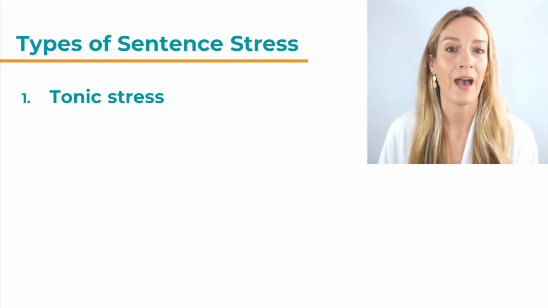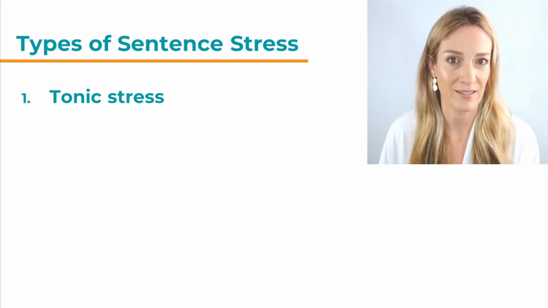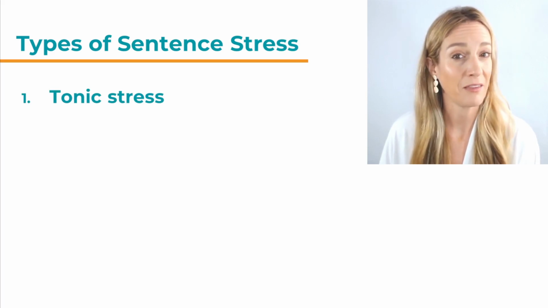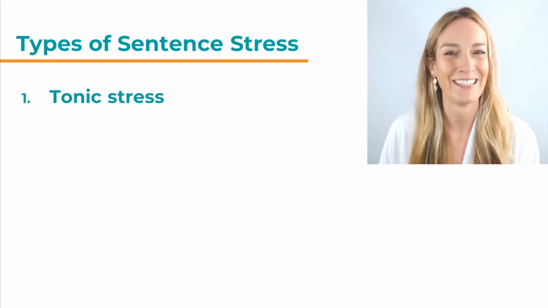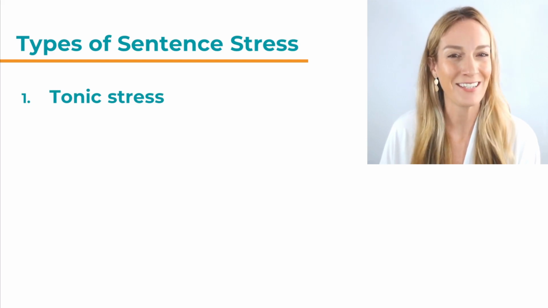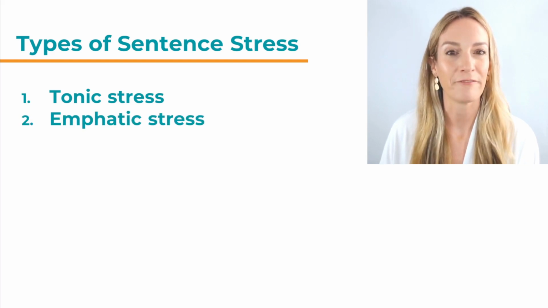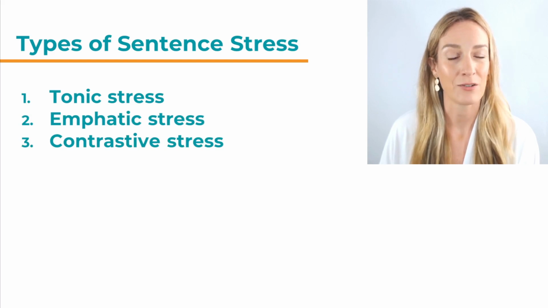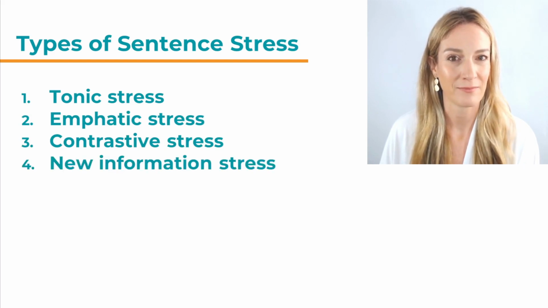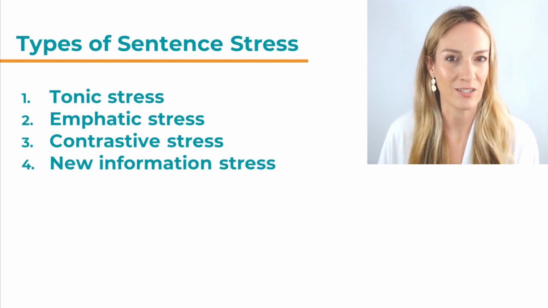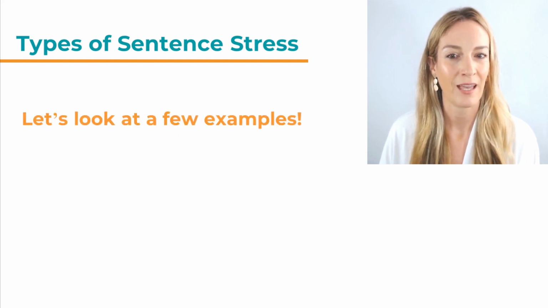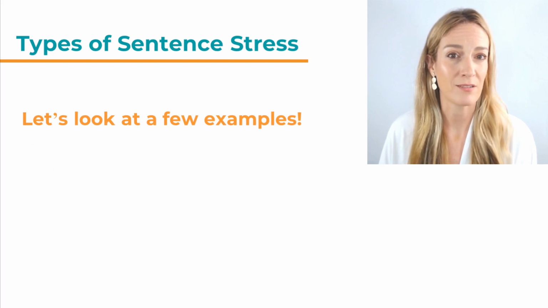So, what types of sentence stress do we have in English? First of all, we have tonic stress. Tonic, you might think gin and tonic, but no, this has nothing to do with gin and tonic. Tonic stress. Number 2, emphatic stress. Number 3, contrastive stress. And the last one, number 4, new information stress. Let's have a look at a few examples so you understand what these 4 types are all about.